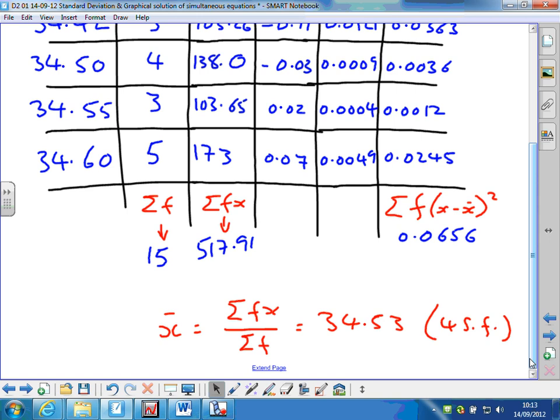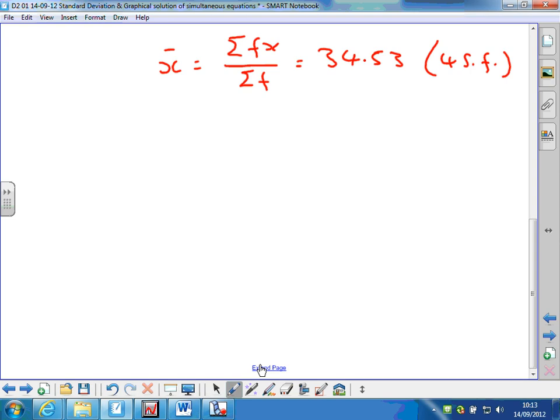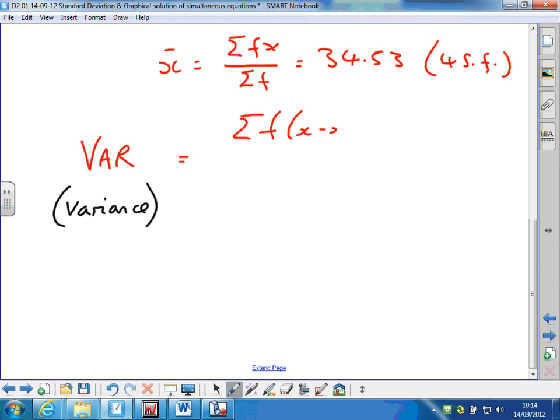Now we're almost there. If I divide the sum of f times x minus the mean squared by the sum of the frequency, I get this sort of mean value. And it's called the variance. So the variance, VAR, is often the abbreviation for variance. Variance is the sum of f times x minus the mean squared over the sum of f.